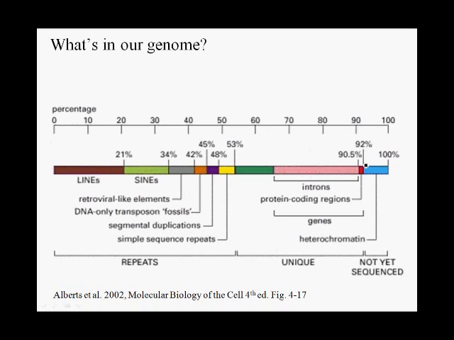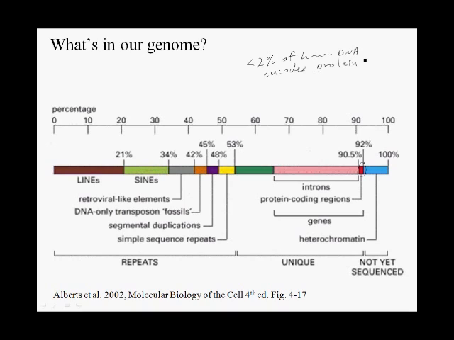What we see then is that here in red is a representation of the fraction of the human genome that actually encodes protein, the amino acids in proteins. And that's less than 2%. So less than 2% of human DNA encodes protein.